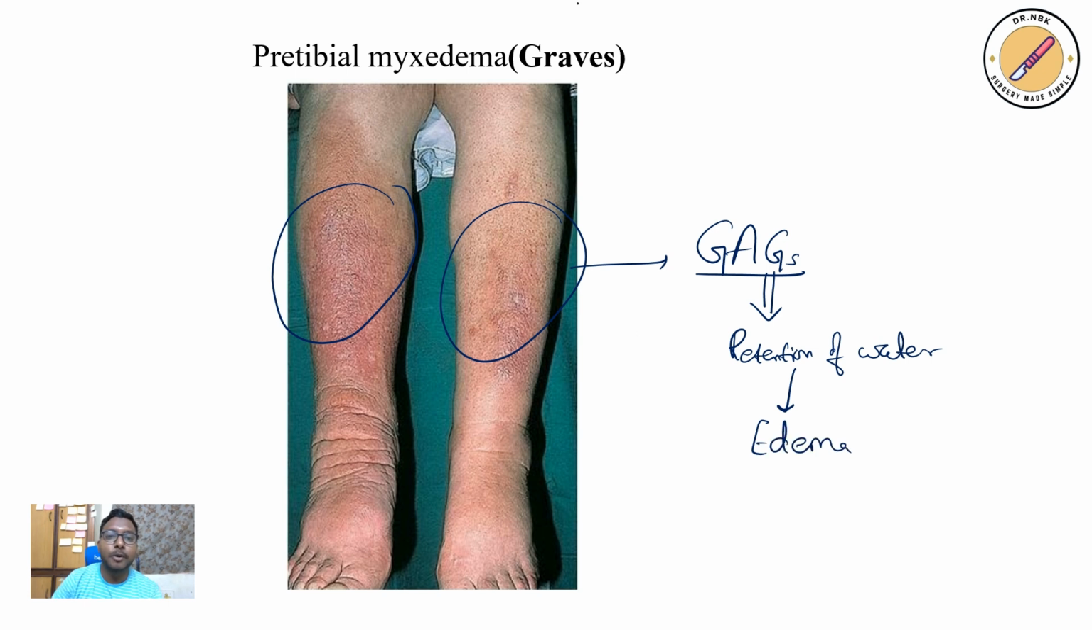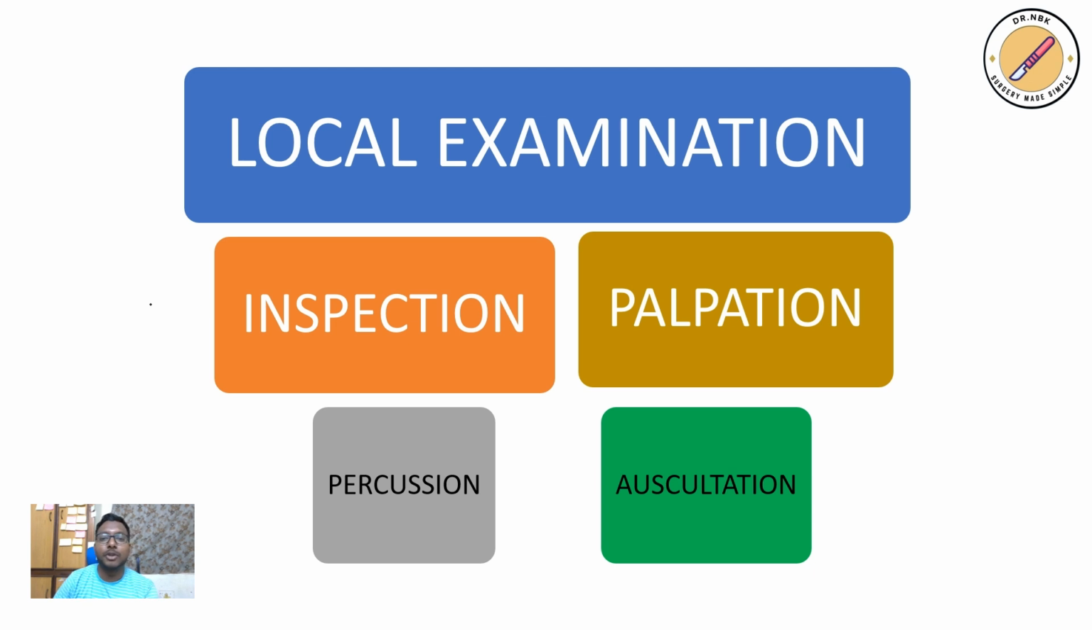So because of this retention of water only, there will be edema, right? So one common question they will be asking is pretibial myxedema is of which type, whether it is pitting or non-pitting. Please understand it is non-pitting greater than pitting. So in majority of the cases, there will be non-pitting edema. In few cases, rarely you can have even pitting edema also, right? So what is the main mechanism? Glycosaminoglycans, right? Next. So let's get into the local examination.